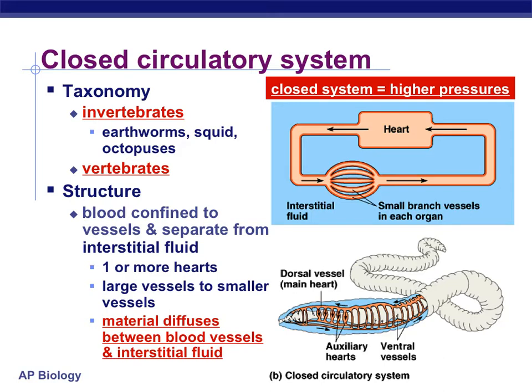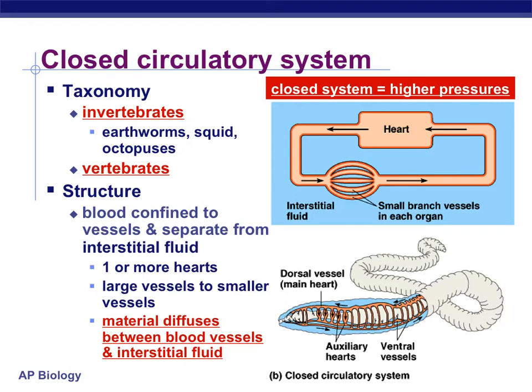Your higher vertebrates are all going to have closed circulatory systems, as well as some invertebrates. The structure is just that the blood is confined in this tubular system, and separated from all of the tissues. And so typically material has to diffuse between the tissues, the interstitial fluid that surrounds all the tissues of a body, and the blood itself.